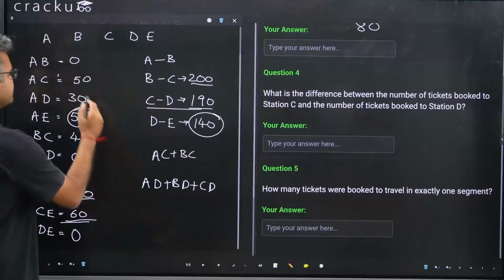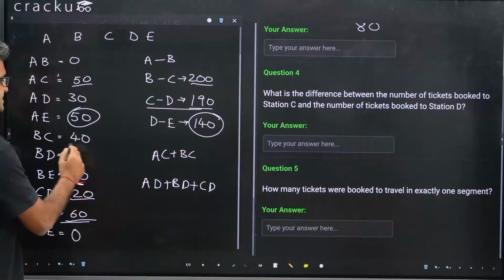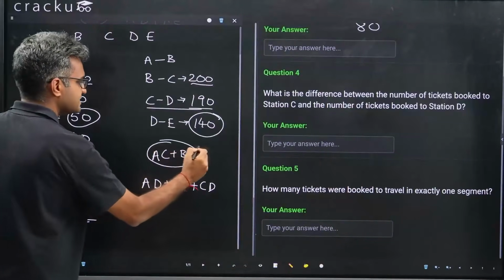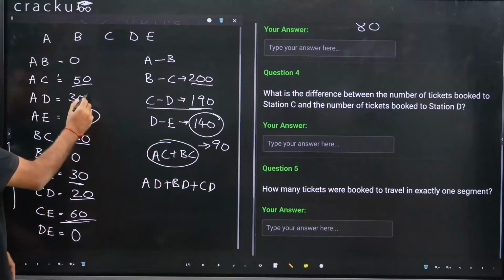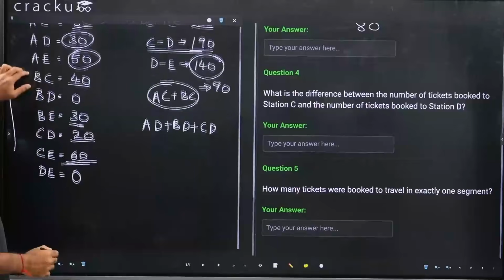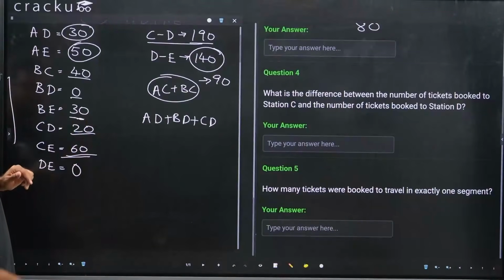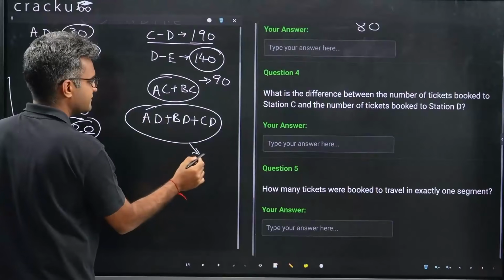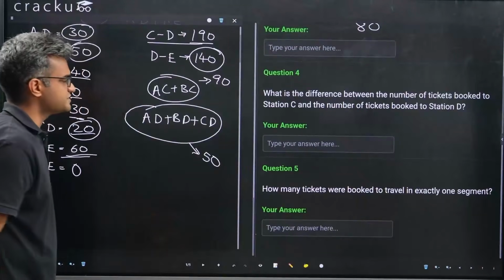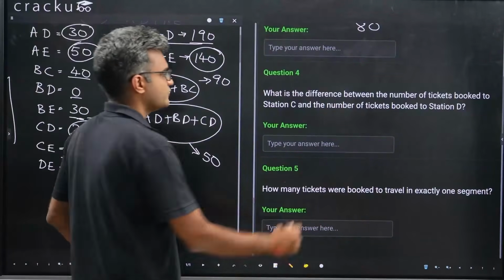AC is 50, BC is 40. So the sum of both of them is 90. AD is 30, BD is 0, so 30, and CD is 20. So the sum of all three of them is 50, which is 30 plus 0 plus 20. The difference between these two is 40.